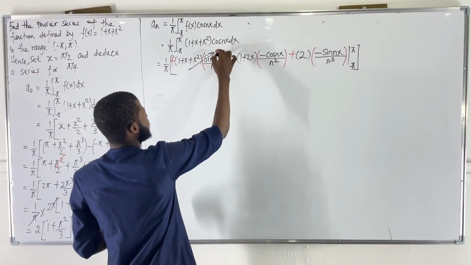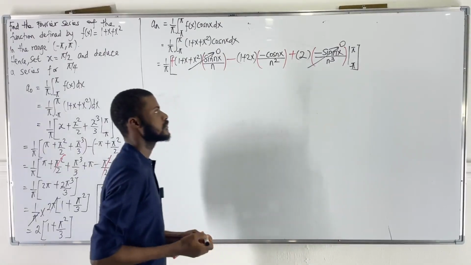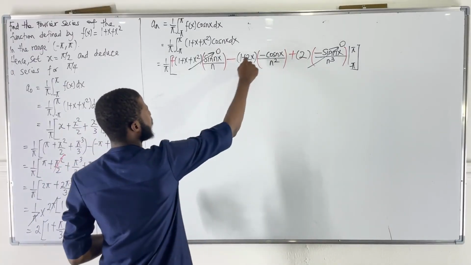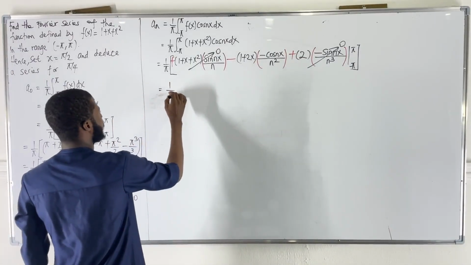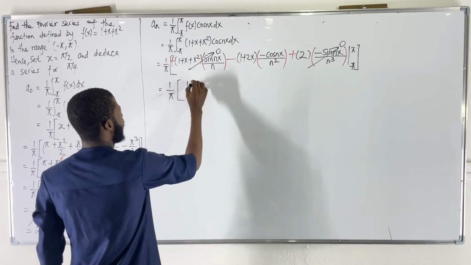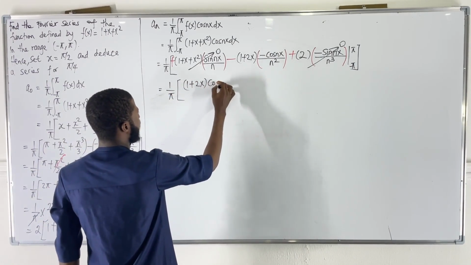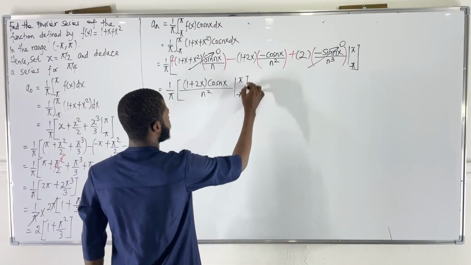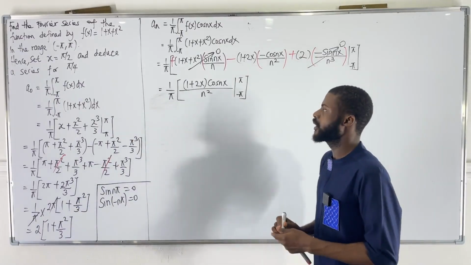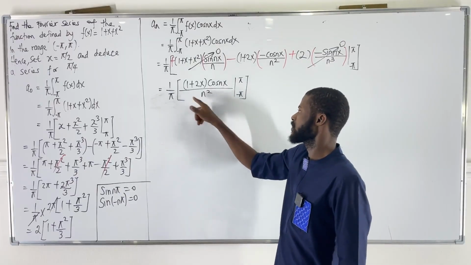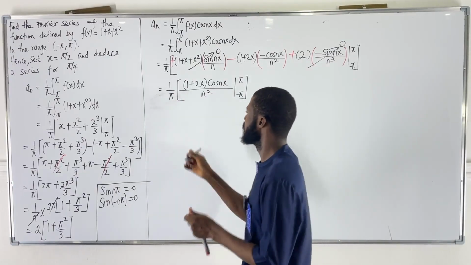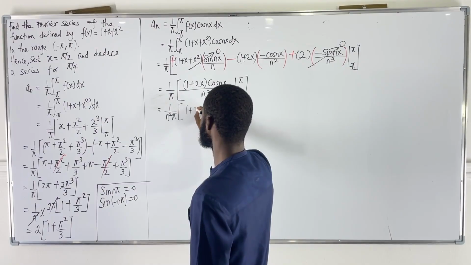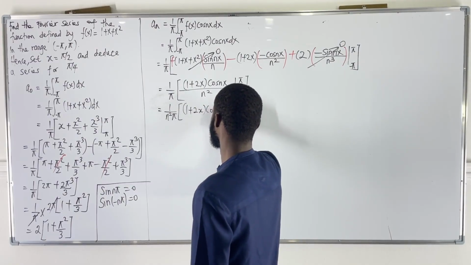I don't want to stress myself. This is 0. This sine here will also give me 0. So the only useful one is this one in the middle. This one in the middle, minus times minus will give me plus. So this is 1 over pi, then I have 1 plus 2x cos nx over n squared from minus pi to pi. All right. Now if I look at this expression carefully, the n squared is a constant. So let me just bring it out. So this will become 1 over n squared pi, then I have 1 plus 2x cosine of nx.